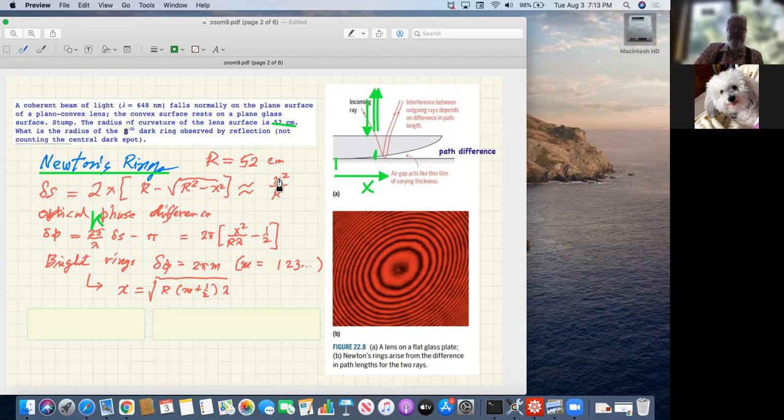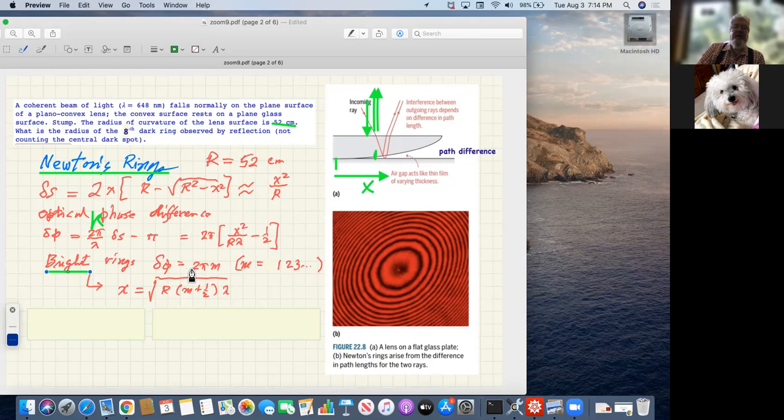We put in delta S here as x squared over r, factor out 2 pi, we have x squared over r lambda minus a half. So that's the phase difference. Now, if the phase difference is an integer power of 2 pi, then you get a bright ring. You get constructive interference. So constructive interference means the phase difference is 2 pi, 4 pi, 6 pi. In other words, it's an integer multiple of a whole wavelength. A whole wavelength in terms of the phase is 2 pi radians.